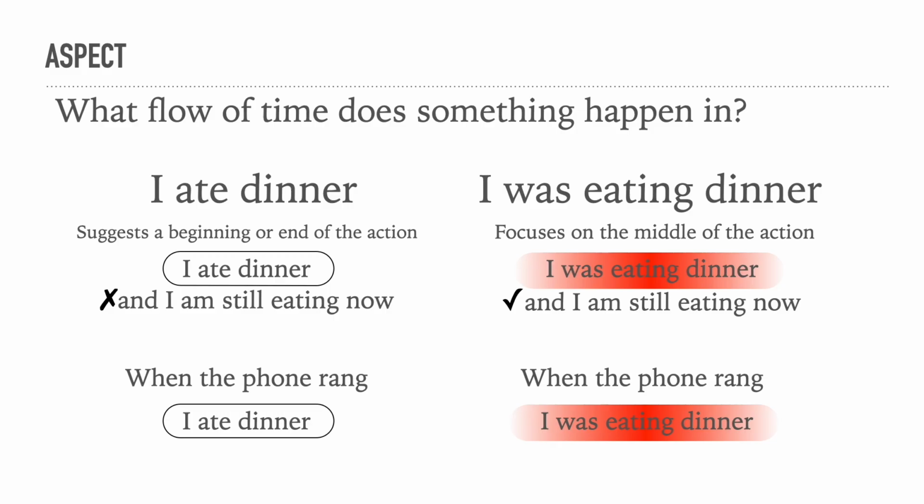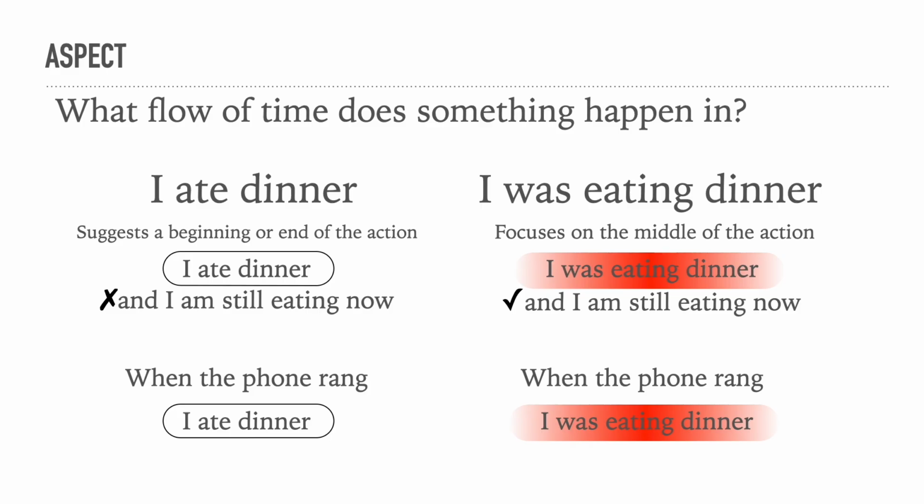If we look at I ate dinner, that suggests that you were eating and then you stopped, probably because you finished. Whereas I was eating dinner looks like you were in the middle of it. There's no real assumption that you definitely finished.